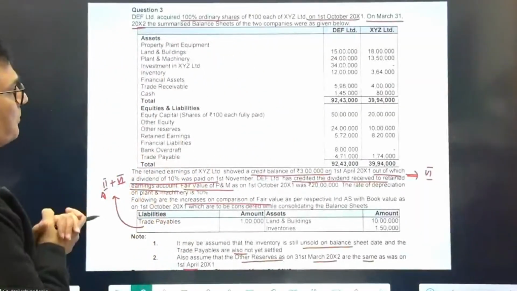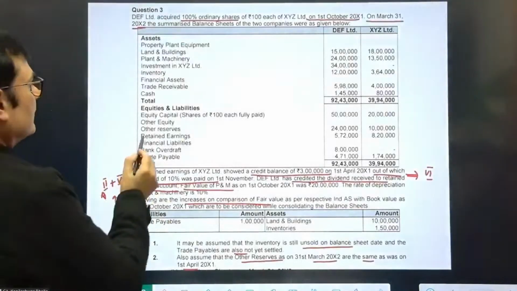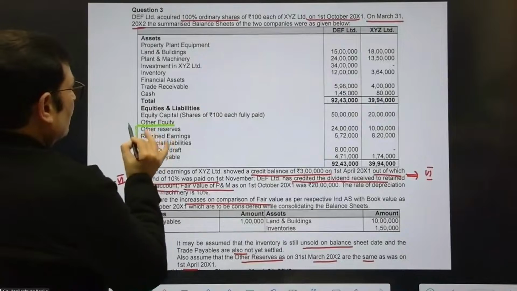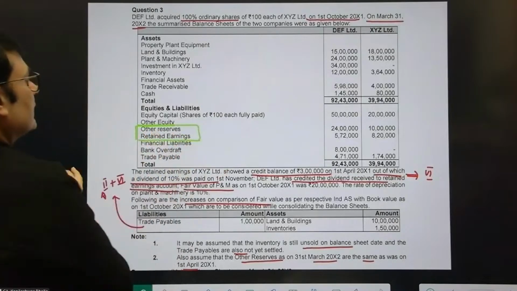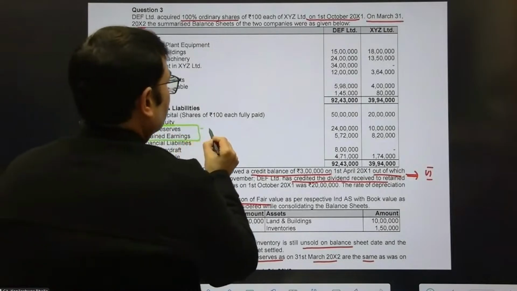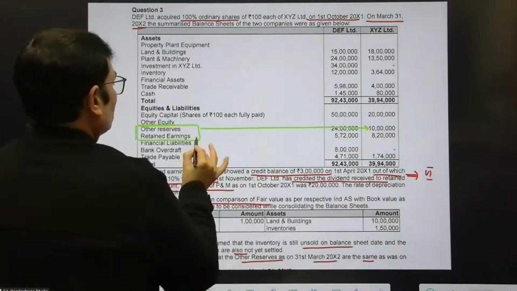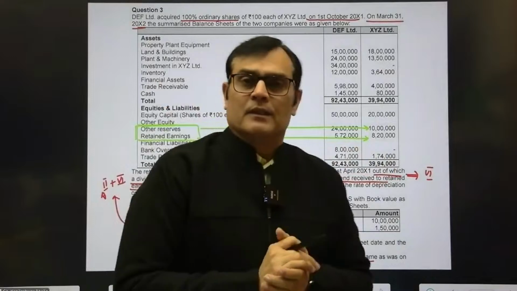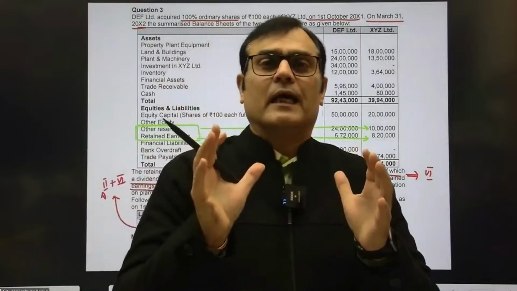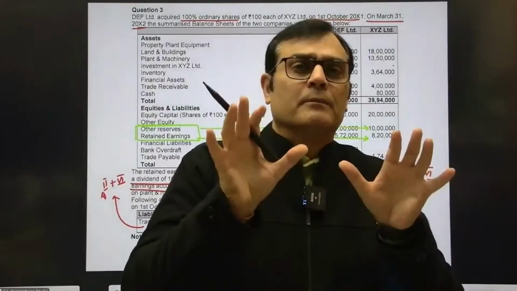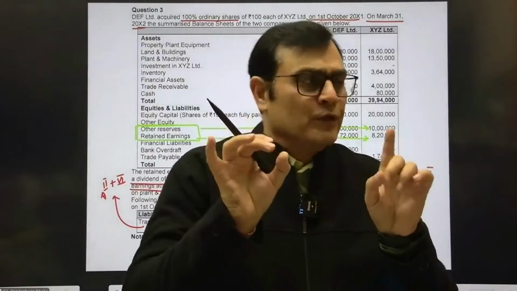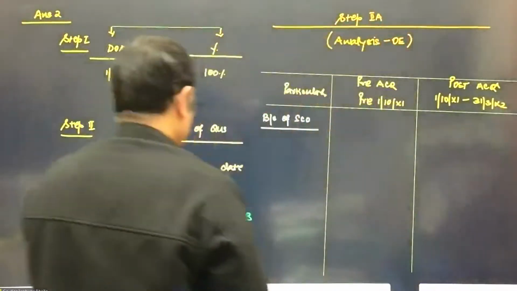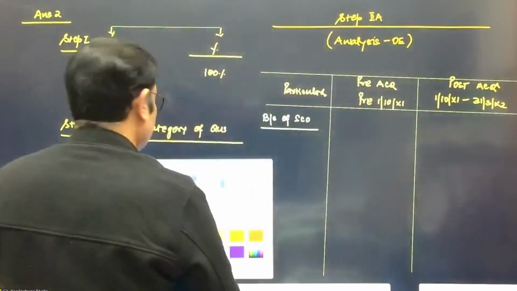So once you go to the balance sheet of the subsidiary, we can clearly see that there is other equity comprising 2 items. One is the other reserves, which is appearing to the extent of 10 lakhs, and one is the retained earnings, which is appearing at 820. So once you identify the items in the other equity, pick them up one by one. Let's begin with the other reserves itself. Let's begin with the analysis of the other reserve.